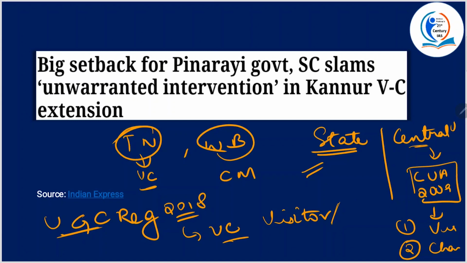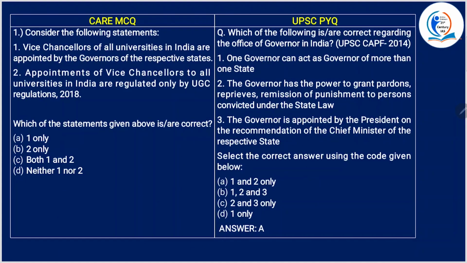Now we'll get into the MCQ. Consider the following statements. Which of the statements given above are correct? Vice chancellors of all universities in India are appointed by the governors of the respective states? No, because the jurisdiction of a governor is limited to one or two states. Because there can be a common governor. So it is not all universities in India. This is wrong. Usually the VC is appointed by the visitor, who is the president, or the chancellor. Now this is wrong. That means A is gone.